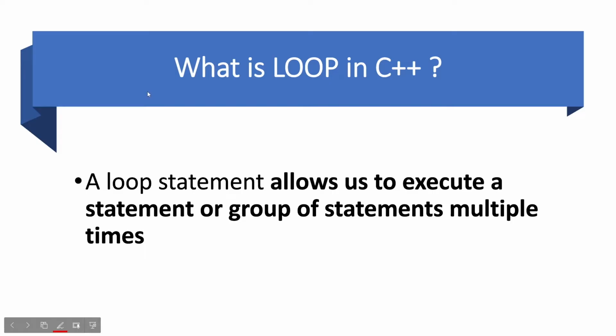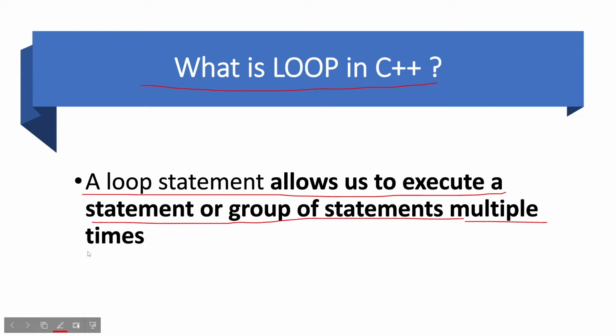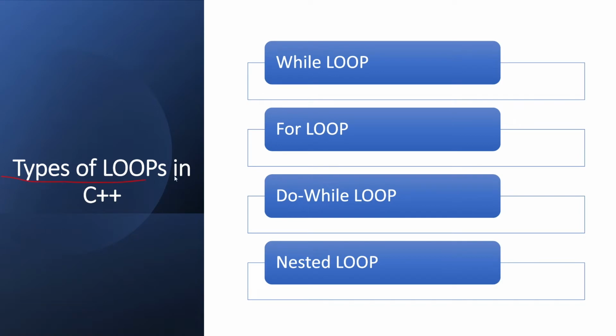First of all, we discuss what is a loop in C++. Basically, a loop statement allows us to execute a statement or group of statements multiple times. A loop statement is used when you have to run the condition multiple times. Now let's discuss the types of loops in C++.